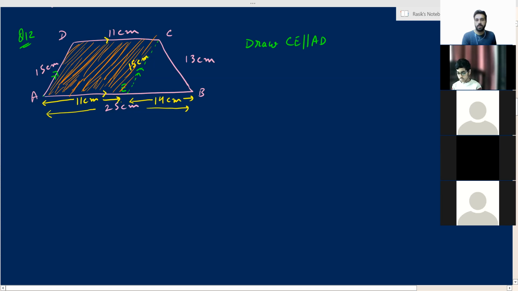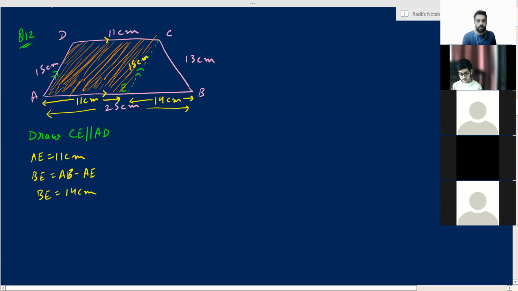We got all three sides of the triangle BEC. Do you want me to write all these dimensions here on the screen, or have you understood them? AE is equal to 11 centimeters. BE is equal to AB minus AE, so BE equals 14 centimeters. And CE is equal to AD because opposite sides of a parallelogram are equal, therefore CE is 15 centimeters.